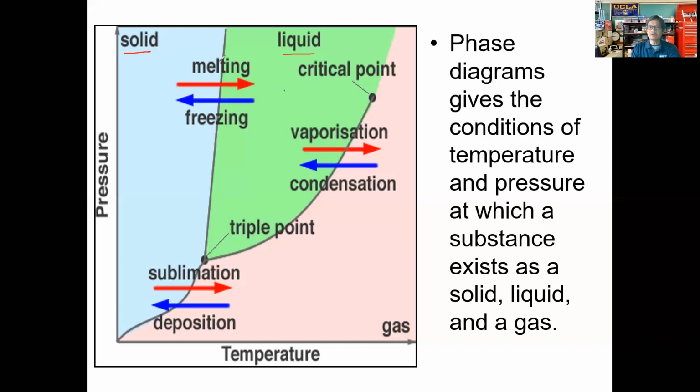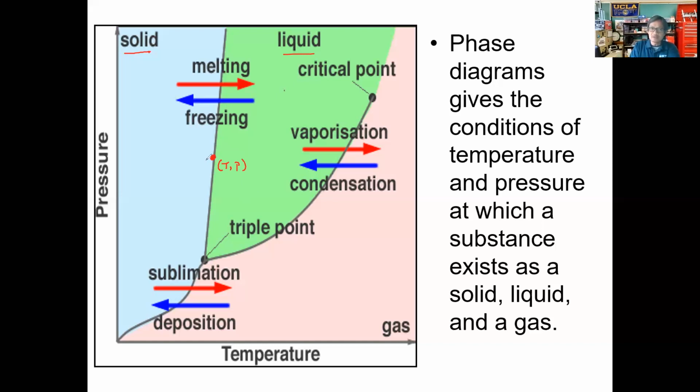Okay, so melting and freezing occur at this line right here. As we increase the temperature past this line, we get into the liquid state. As we decrease the temperature past this line, we get back to the solid state. So this line represents the boundary between the solid and liquid state. Let's take a look at this point here. This point represents a temperature and a pressure in which both states exist. Any temperature and pressure along this line represents a dynamic equilibrium between the solid and the liquid state.